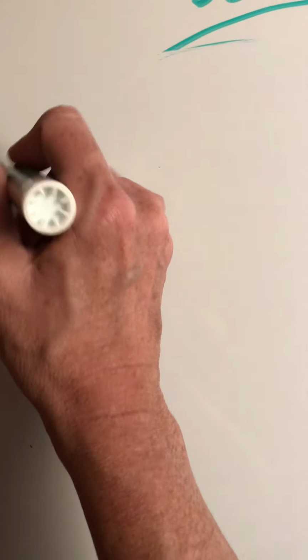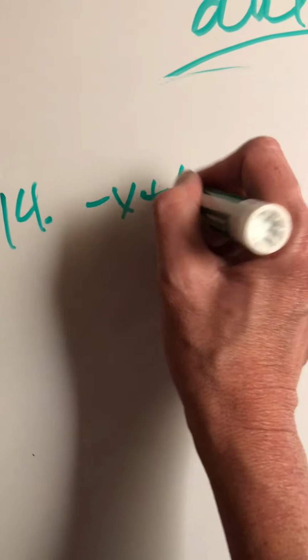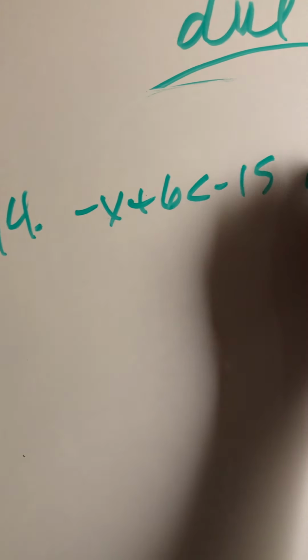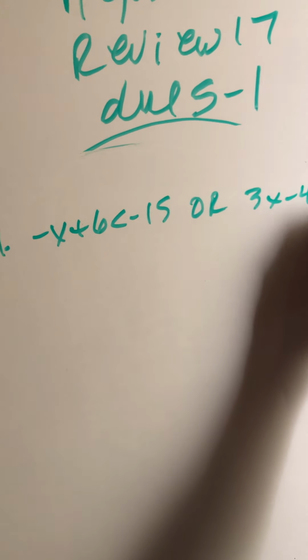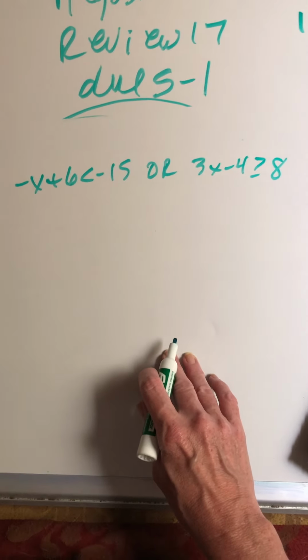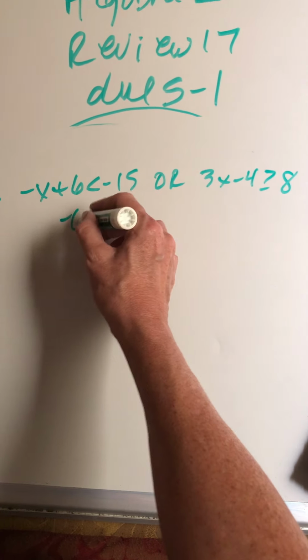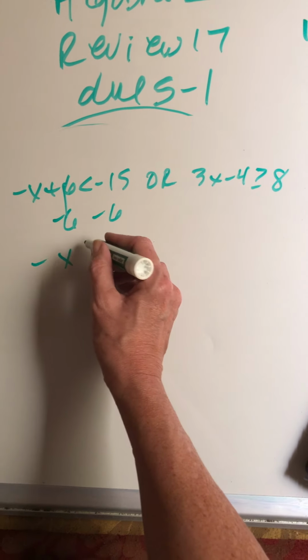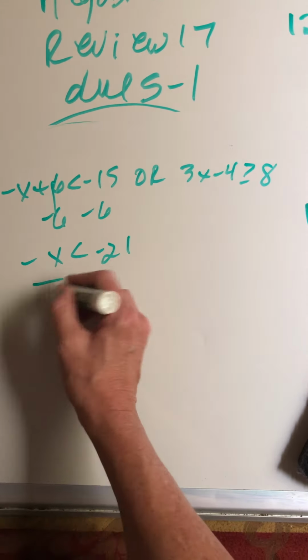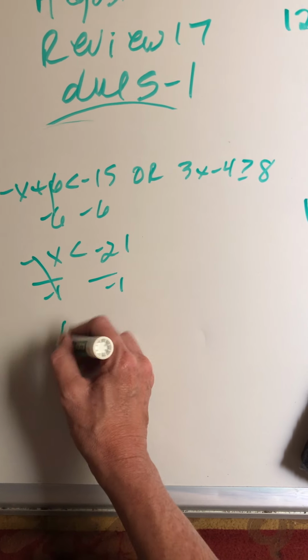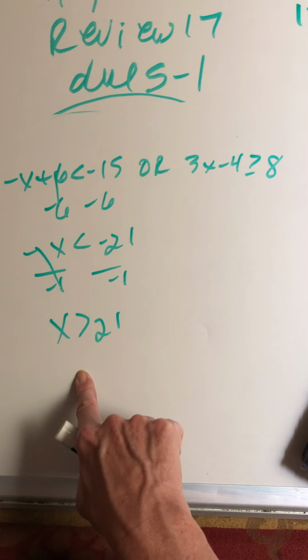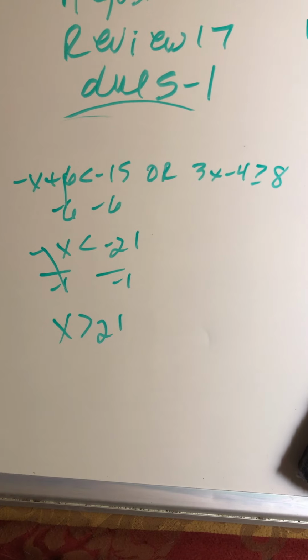Then on number 14, you're solving a disjunction. And solving a disjunction is basically just solving two different inequalities in the same problem, like on the same number, okay? So there's that. So you're going to subtract 6 first, and you've got negative x less than negative 21, and you're going to divide by negative 1. So x is greater than 21, because you got to flip that inequality, okay?